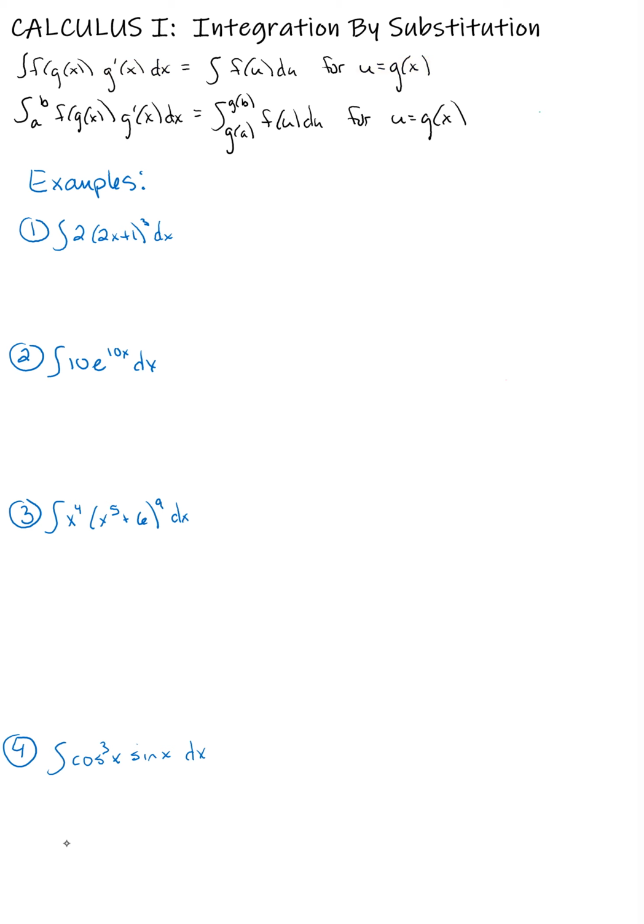So let's try some examples. Let's take a look at example 1 here. We're going to integrate 2 times (2x plus 1) cubed dx. So what do we let u equal? Well, it's common to let u be this inside function. Remember, this is a composition, and you're going to take that inside function, which is g. So in this case, let's let u equal 2x plus 1. Then du is, thinking of the derivative of 2x plus 1, simply 2 dx.